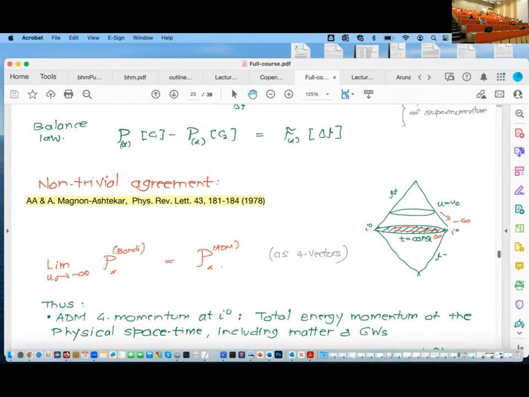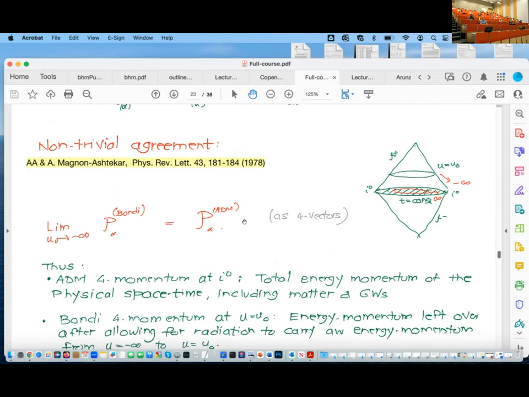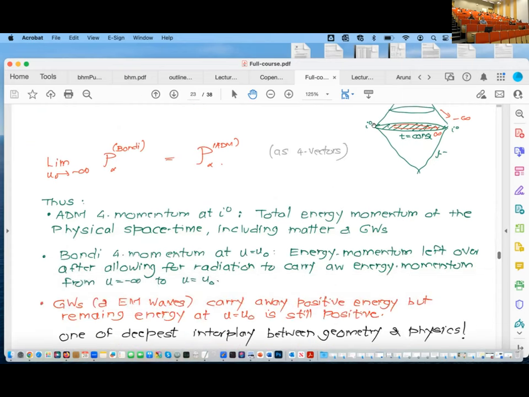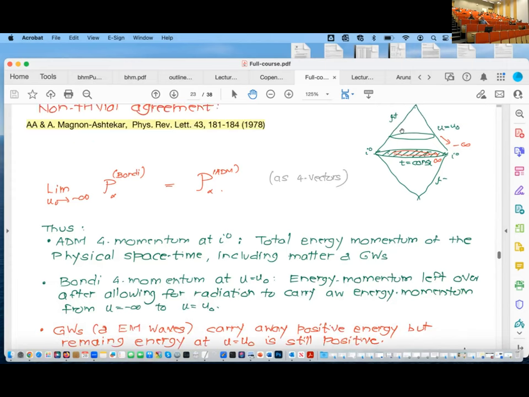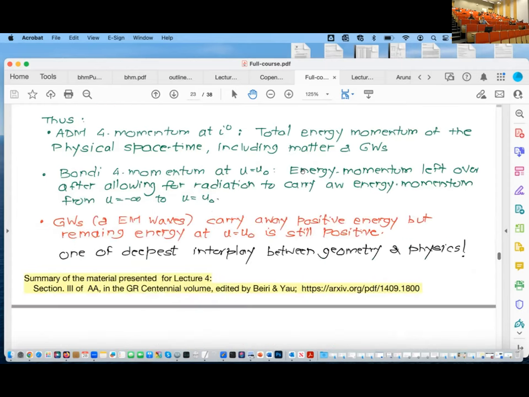This only knows about the initial data. And the limits up here don't know anything about the Cauchy surface. They only know about the fields at scri. But nonetheless, it is true that the past limit of the Bondi four momentum is equal to the ADM four momentum. And so there is a very nice consistency. The ADM four momentum here is the total energy momentum of the physical space-time. It includes matter that may be inside up here, as well as gravitational waves, whereas the Bondi four momentum is the total four momentum left over after allowing for the four momentum flux across scri in this little region up here.